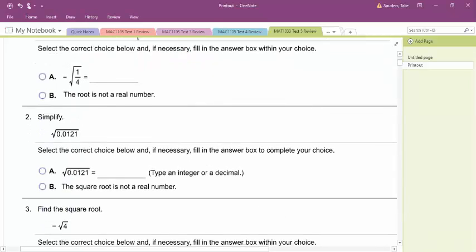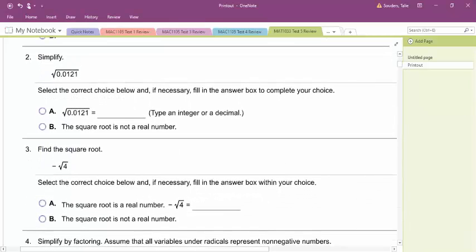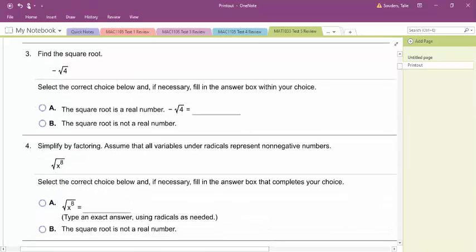For number 2, you would be able to just type that directly into your calculator. Do you guys have calculators with you right now? You should be able to type in the 0.0121 and then hit the square root button. So 0.11. Very good.